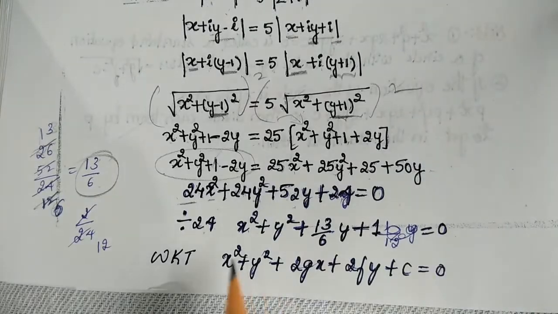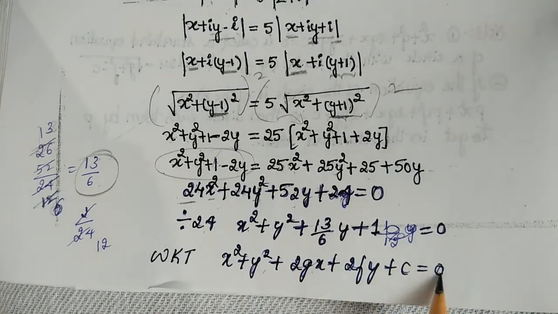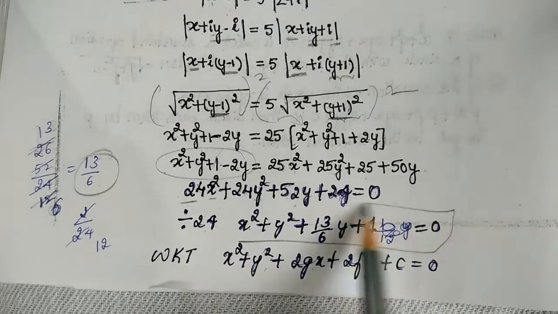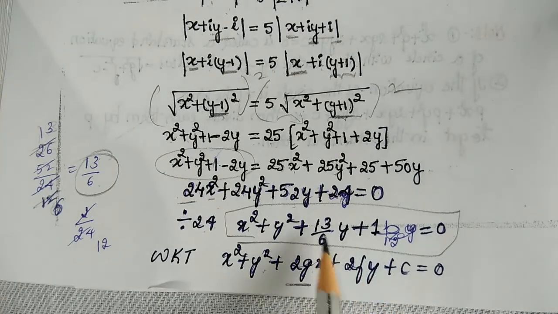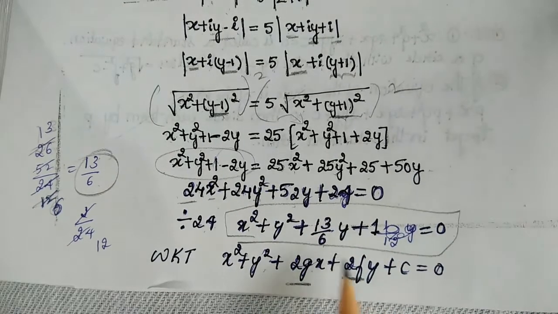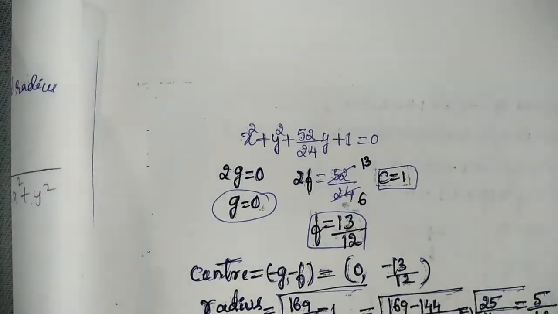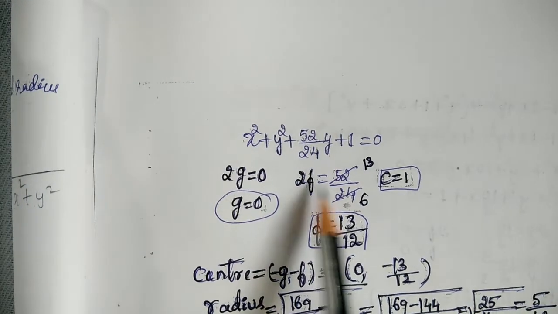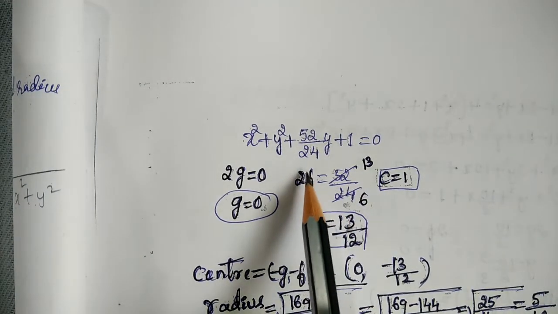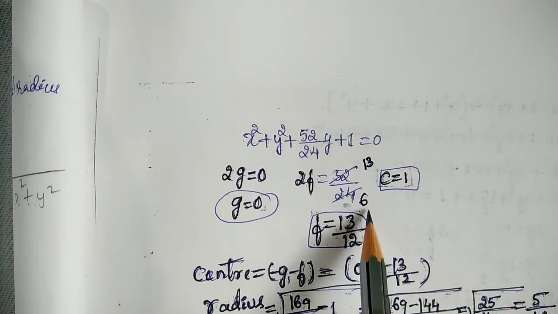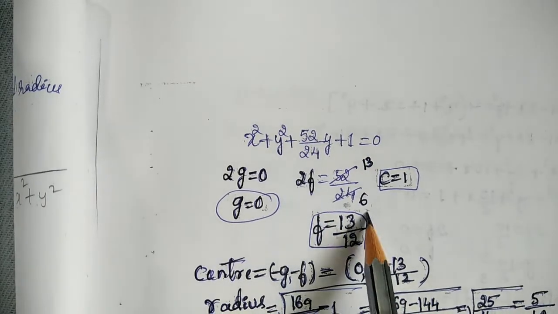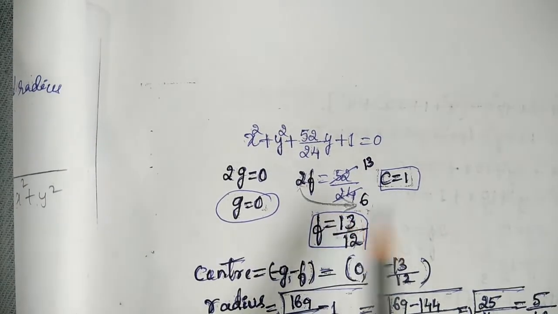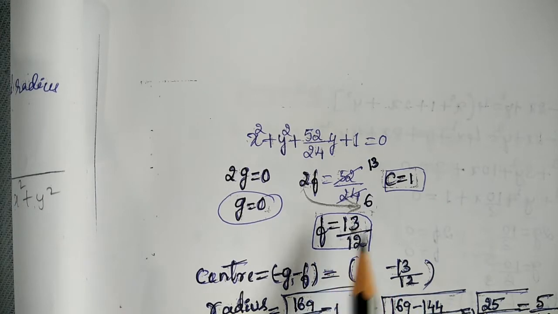But we know the standard equation is x square plus y square plus 2gx plus 2fy plus c is equal to 0. In this equation, we don't have an x coefficient, therefore g becomes 0. We have the coefficient of y, that is 13 by 6. Here 2f is equal to 13 by 6. So 2g is equal to 0, therefore g is equal to 0. But 2f is equal to 13 by 6. Take 2 to the right, it becomes divided by 2. Therefore f is equal to 13 by 12.